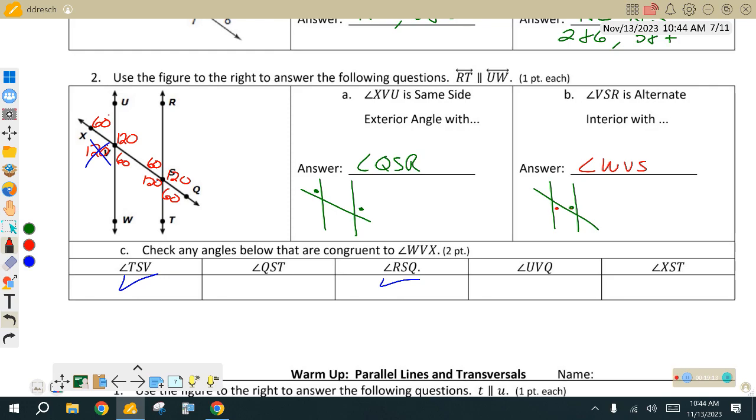UVQ, okay, it's clearly a vertical angle, which is 120. Cool. And XST, where's XST? XST, that's a 120, and did you have all four of those checked? Hopefully you did. Again, that's my encouragement. If you're not 100% sure if you're congruent or supplementary, I always throw in dummy angles, okay? All right, flip it, let's take a look.